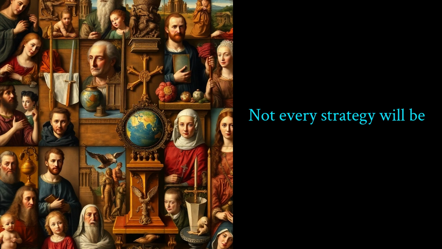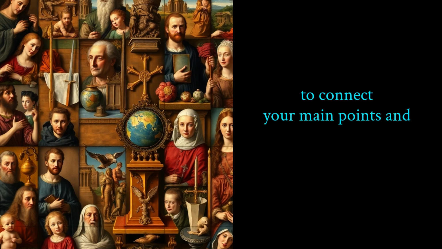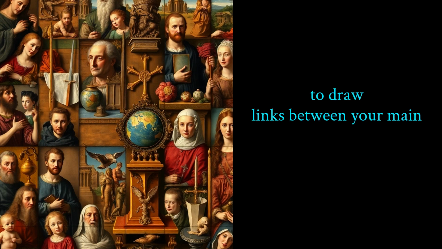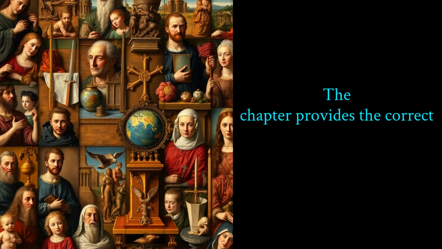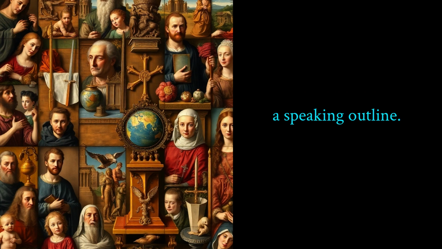Not every strategy will be appropriate for every speech, so the strengths and weaknesses of the organizational styles are also addressed. The chapter then discusses ways to connect your main points and to draw links between your main points and the purpose you have chosen. In the final section of this chapter, one of the most important steps in speech writing, outlining your speech, is discussed. The chapter provides the correct format for outlines as well as information on how to write a preparation outline and a speaking outline. Chapter 8.2, The Topic, Purpose, and Thesis.